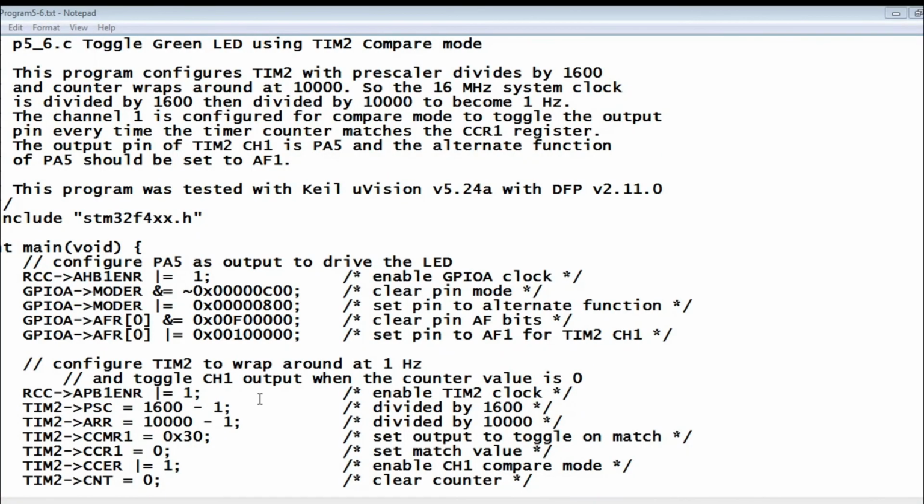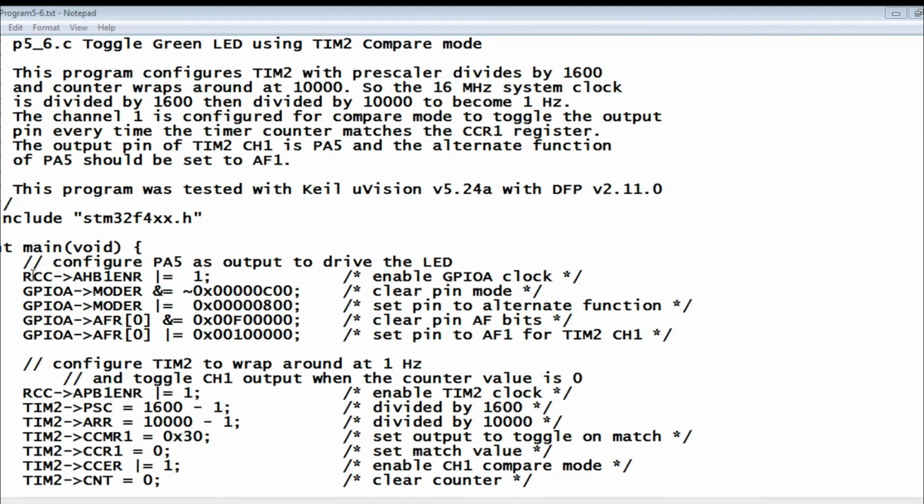So here what you are going to do is toggle the timer 2 channel 1 pin whenever the counter is equal to the CCR1 register. That is, you are configuring timer 2 in compare mode, and whenever the comparison is equal, you will toggle the timer 2 channel 1.